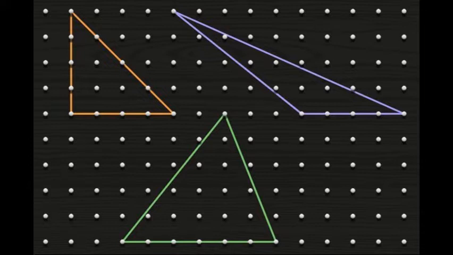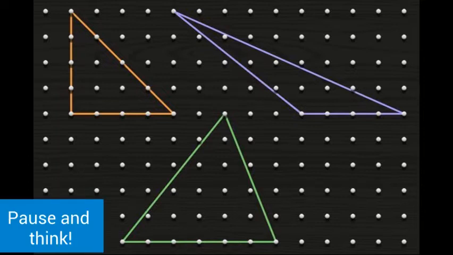Okay, so I want you to look at the three triangles on the screen. How are they different from one another? Just concentrate on their angles. How are the triangles different from one another? Pause the video and think.